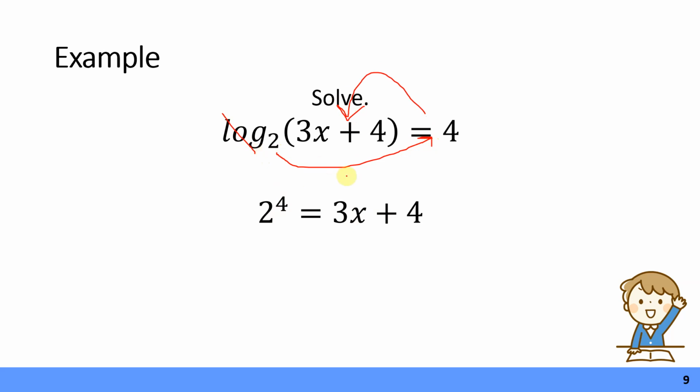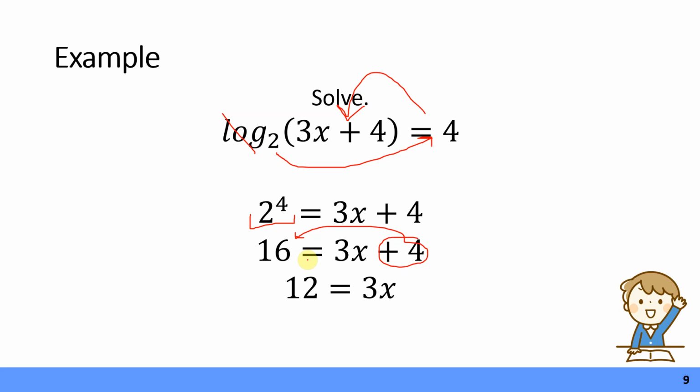From here, all we have to do is solve, right? We have to leave the x by itself. So let's start by calculating whatever 2 to the 4 is. 2 to the 4 is 2 times 2 times 2 times 2, which gives me 16, equals 3x plus 4. Again, we know that in order to solve this, we have to leave the x by itself. So I'm going to move the 4 to this side, making it negative. So 16 minus 4 gives me 12, equals 3x. And hopefully from here you agree with me. The last thing we have to do is just divide both sides by 3. If I divide both sides by 3, I get x equals 4.